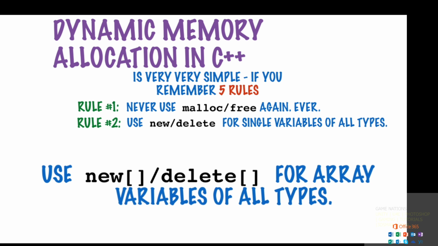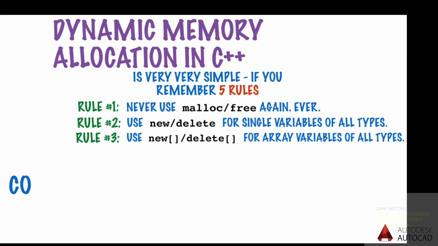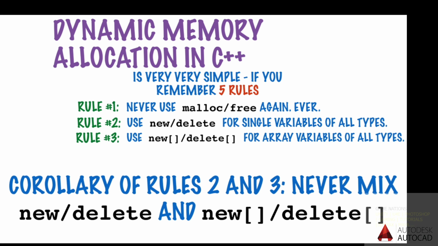Moving on to the next rule. Here is a corollary of rules 2 and 3. Do not mix new slash delete and new in square brackets slash delete square brackets. Meaning, if you've used new without square brackets, the delete function that you have to use to deallocate that bit of memory is the delete without square brackets. Similarly, if you've allocated memory for an array using new with the square brackets, the way to deallocate that same bit of memory is to use delete with the square brackets.